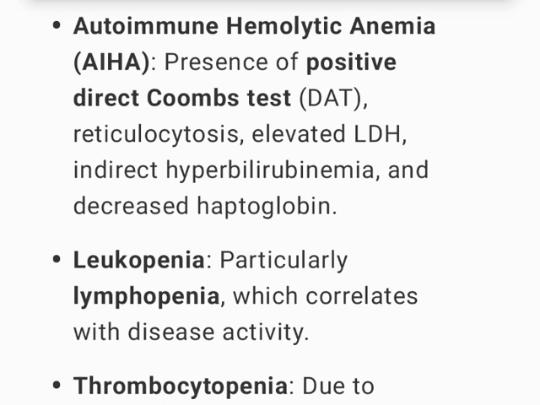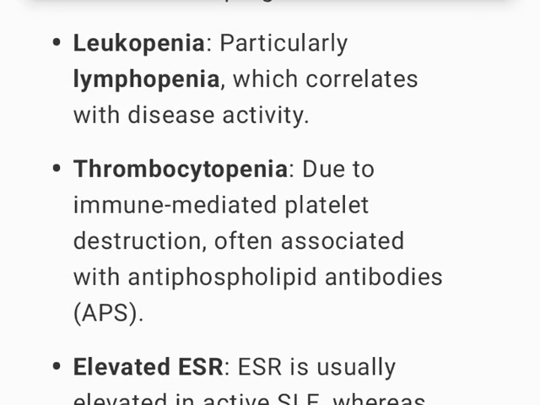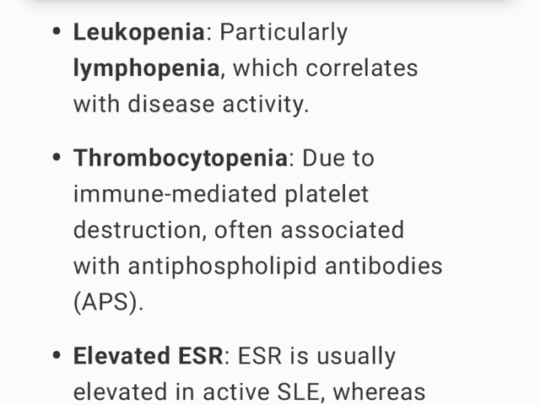Autoimmune hemolytic anemia, AIHA: presence of positive direct Coombs test, DAT, reticulocytosis, elevated LDH, indirect hyperbilirubinemia, and decreased haptoglobin. Leukopenia, particularly lymphopenia, which correlates with disease activity. Thrombocytopenia, due to immune-mediated platelet destruction, often associated with antiphospholipid antibodies, APS.